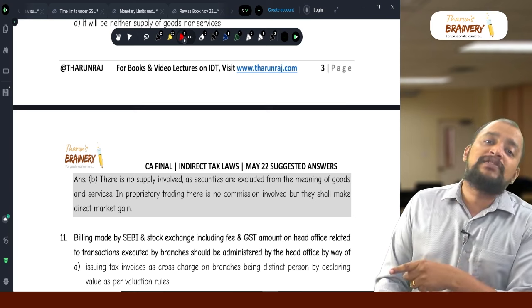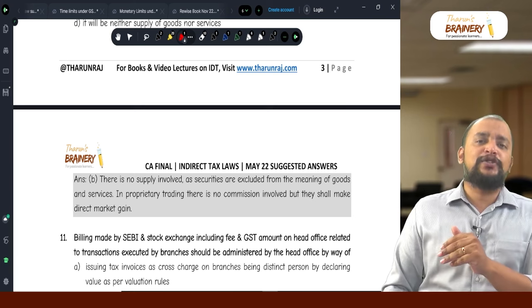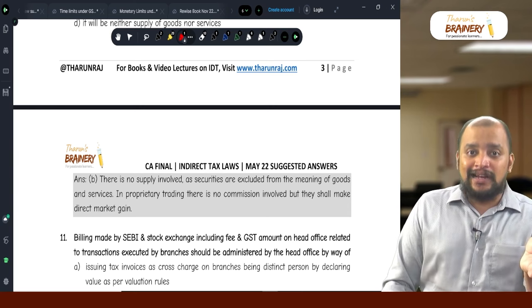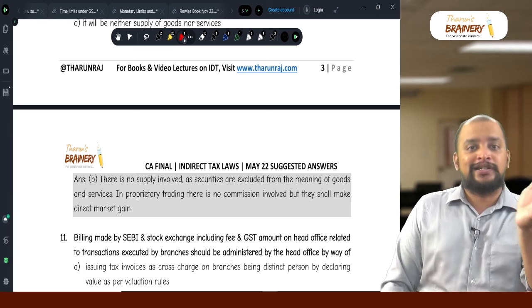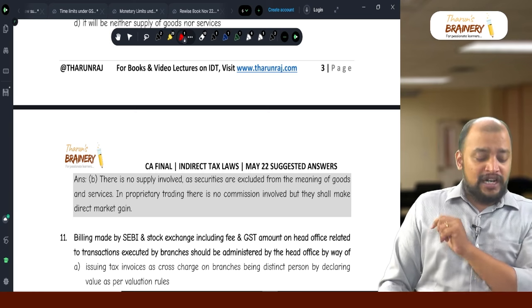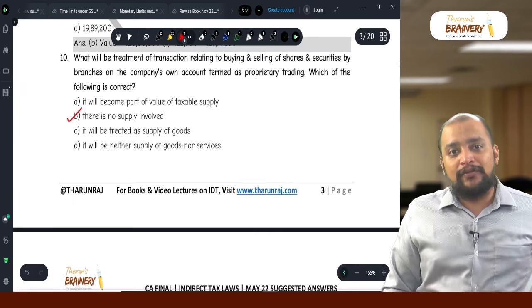What are excluded from supply? The schedule items: sovereign functions, post, actionable claim, death related, funeral, burial, employee to employer, sale before import, and liquor license. Like that, a few points are there. Those are only excluded from supply. When an activity is not at all a supply, we need to write it as no supply involved, because it is a transaction in securities.